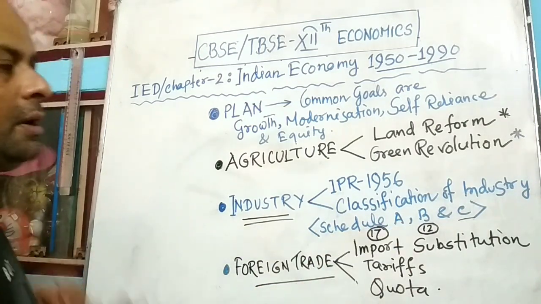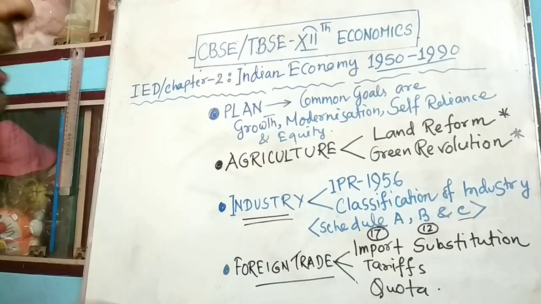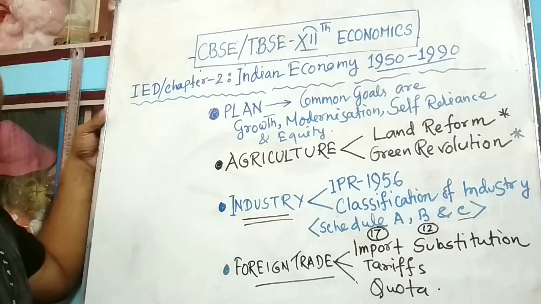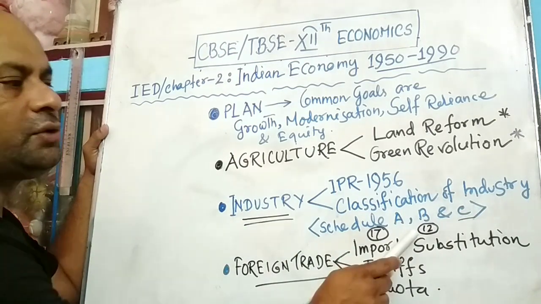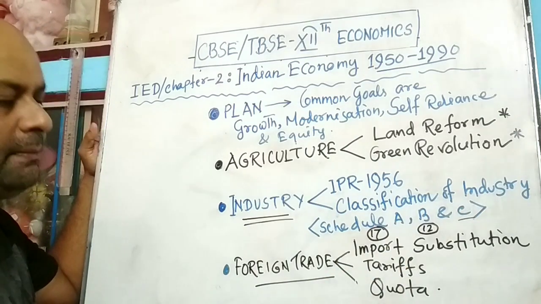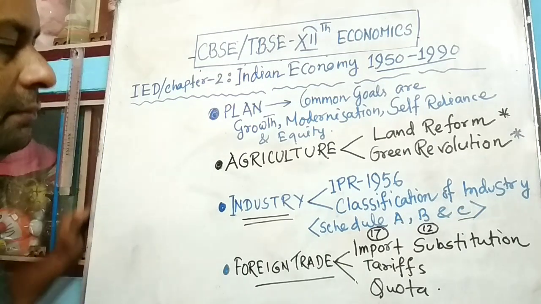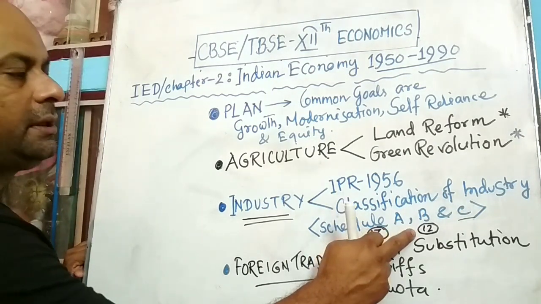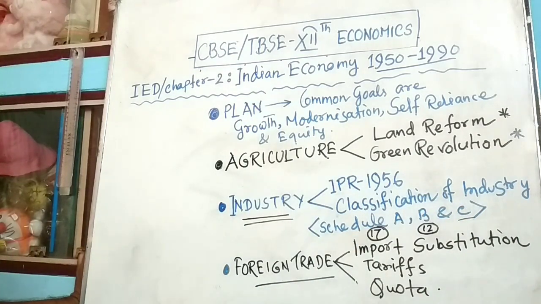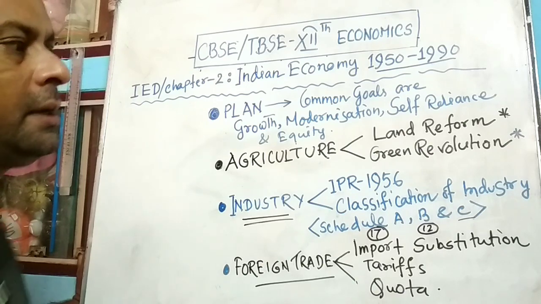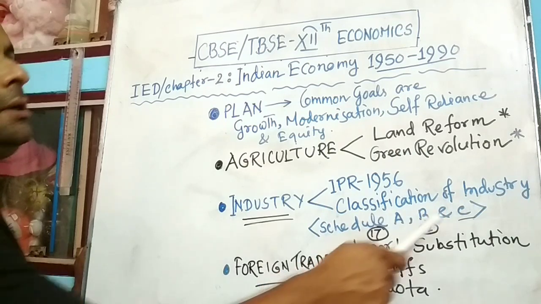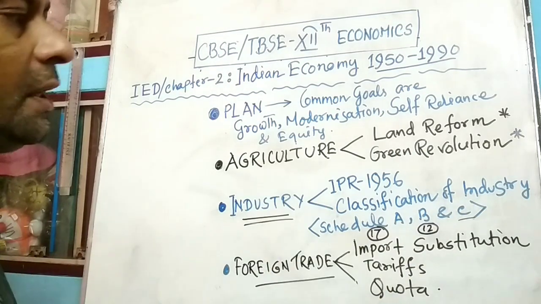In Schedule B, also controlled by the government, the private sector is also allowed here, but it is under the control of the government. What are those industries? One is aluminum, then iron ore, then mining, then fertilizer, like that 12 industries were there in Schedule B. And Schedule C is totally given to the private sector, but not free. Government used to look after the matter. Under the government control, the private sector is given in Schedule C.